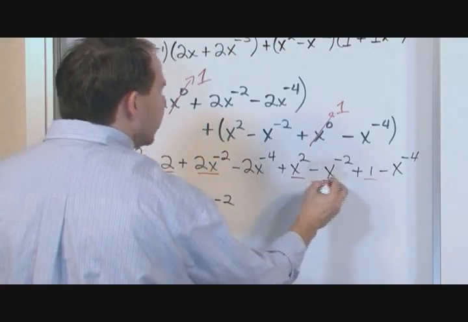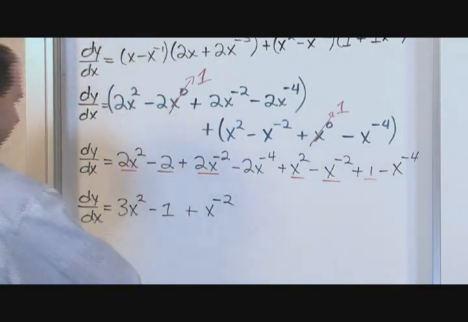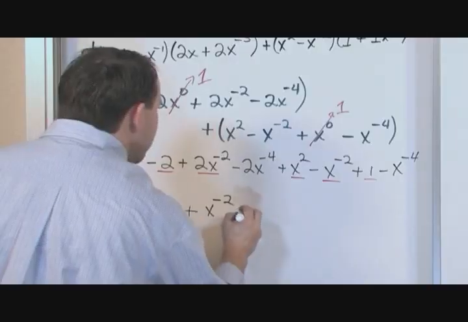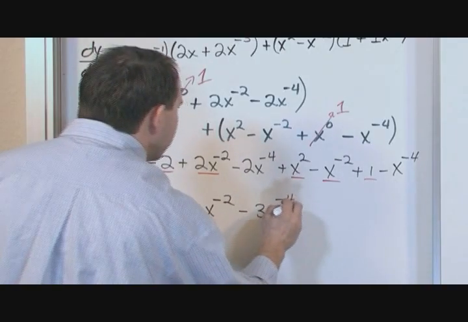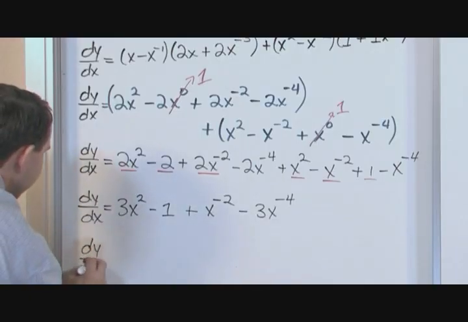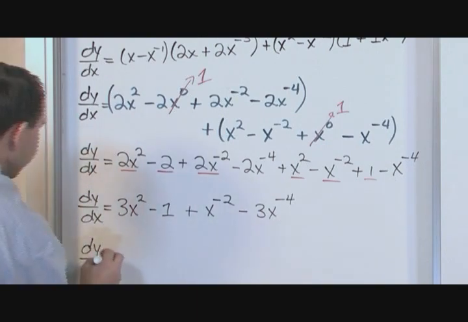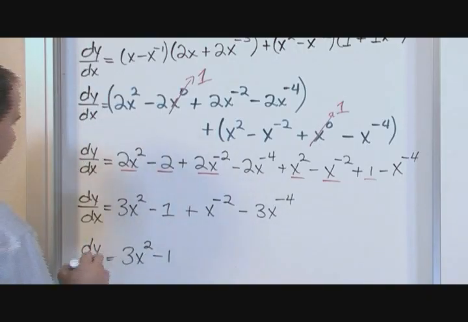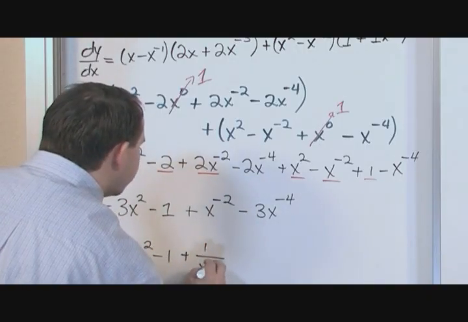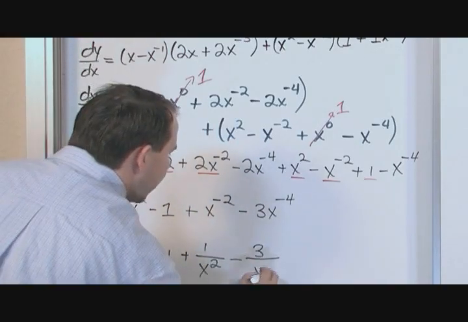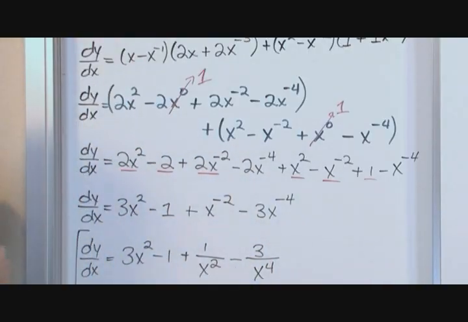So I've simplified along with this. And then finally, I've got negative 2 times x to the minus 4, and then I have a negative 1. When I add those together, I'm going to get minus 3 times x to the negative 4. So you could actually circle this as your answer. It's absolutely fine, dy/dx. But since the original problem had fractions in there instead of these negative exponents, I'll just do the courtesy of putting it back in that form for you. So minus 1 plus 1 over x squared, making it a positive exponent, minus 3 over x to the 4th power. 3x squared minus 1 plus 1 over x squared minus 3 over x to the 4th.